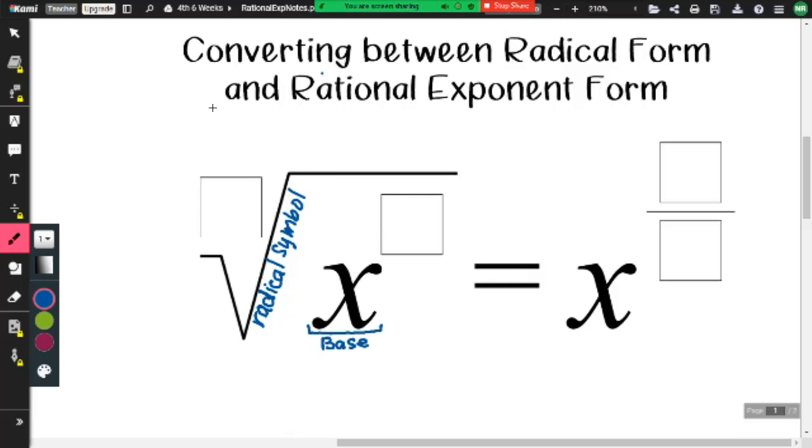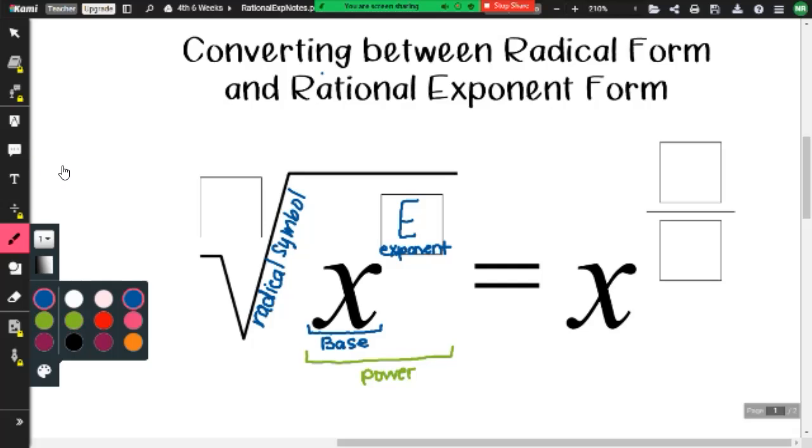And the number or the variable that's in the upper right-hand corner is the exponent. Remember, together they make a power. Base with the exponent makes a power. Now, the name of the number that we have here on the outside is something you don't know yet. That is called the index.